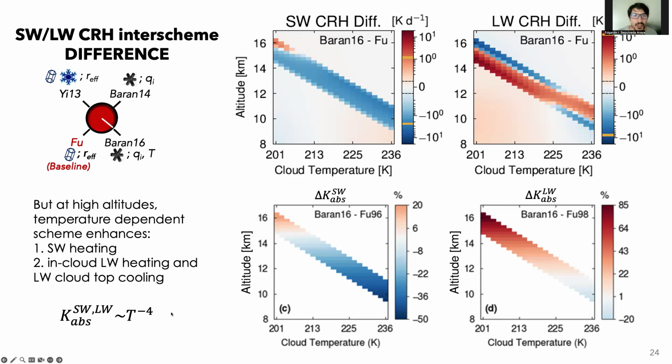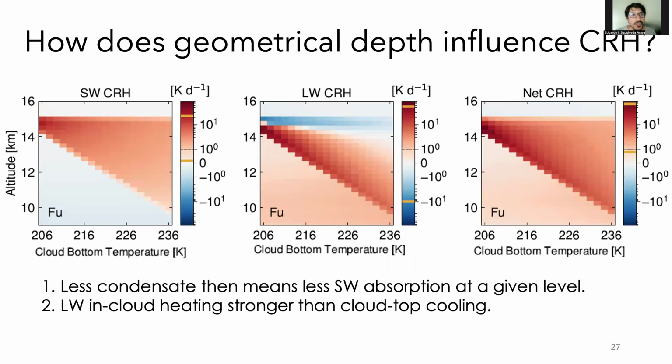So we're having two main results here. Ice complexity tries to diminish the heating rate, right? Diminishing, for example, the in-cloud heating and the cloud top cooling, but including temperature, specifically at lower temperature, we have the opposite trend. We have an enhancement of absorption and shortwave and long wave heating rates. With these other tests also, for example, changing the geometrical depth of the cloud.